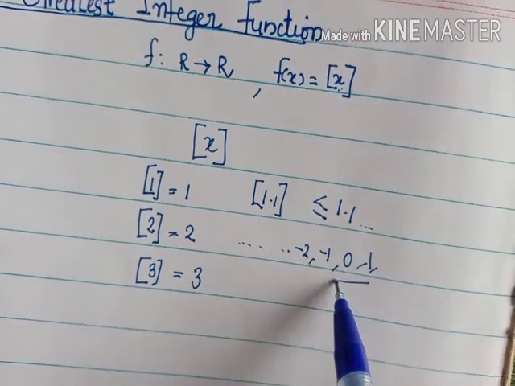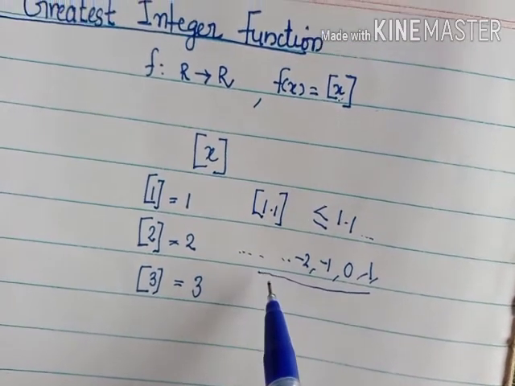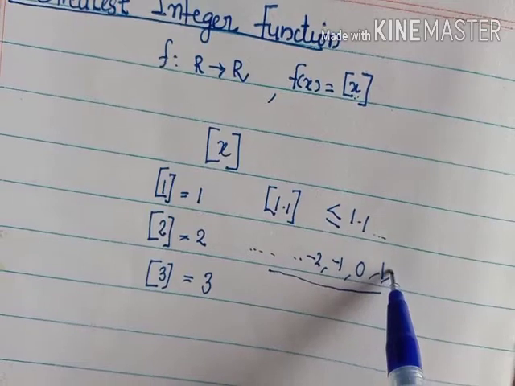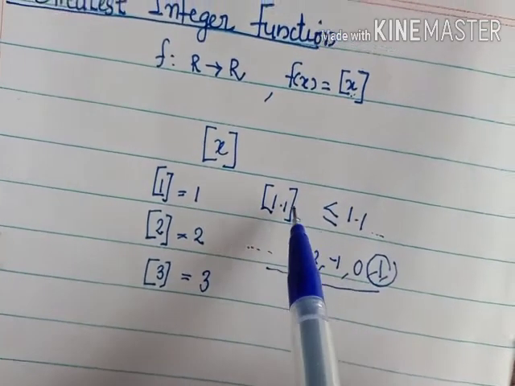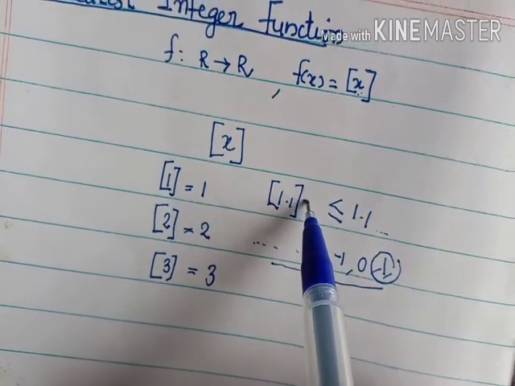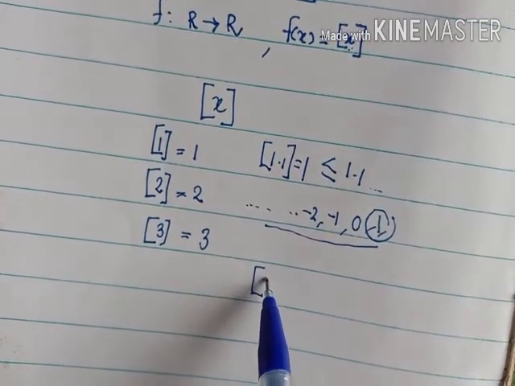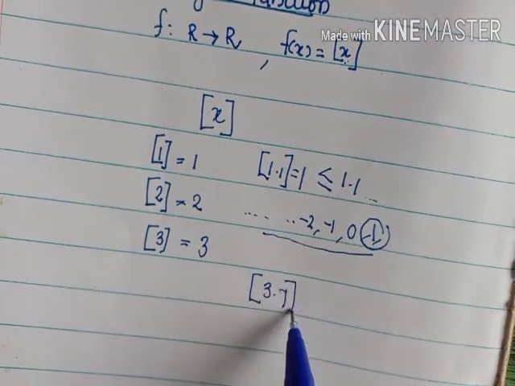Now out of these integers, which is the greatest integer? 1. So greatest integer of 1.1 is 1. Now greatest integer of 3.7.